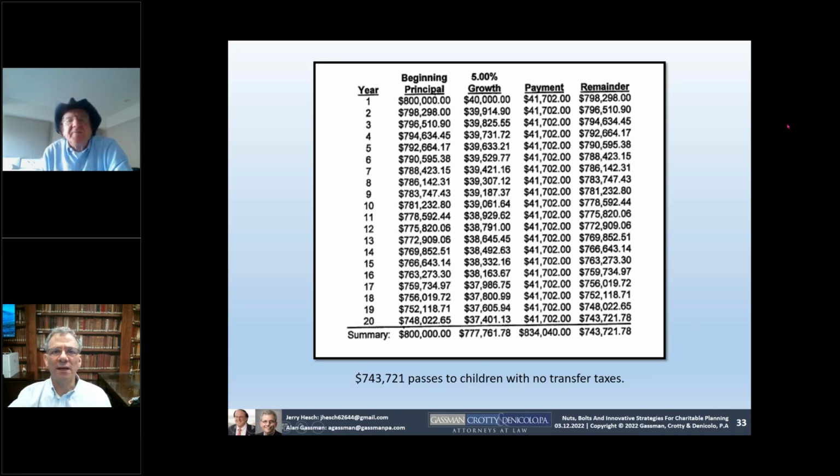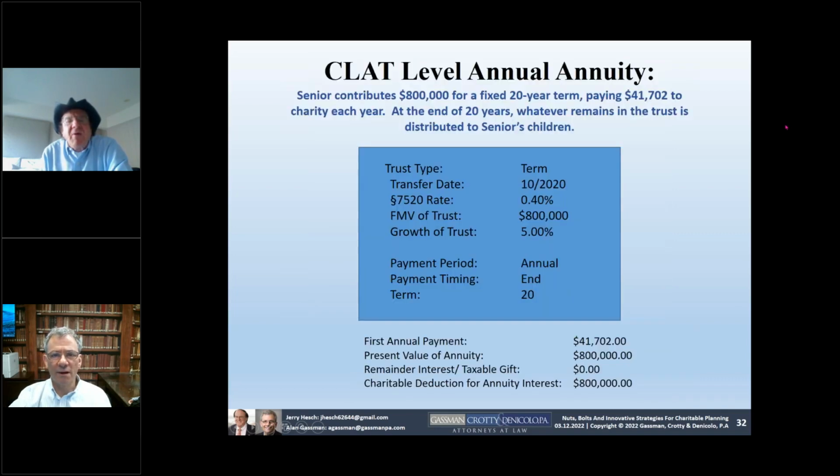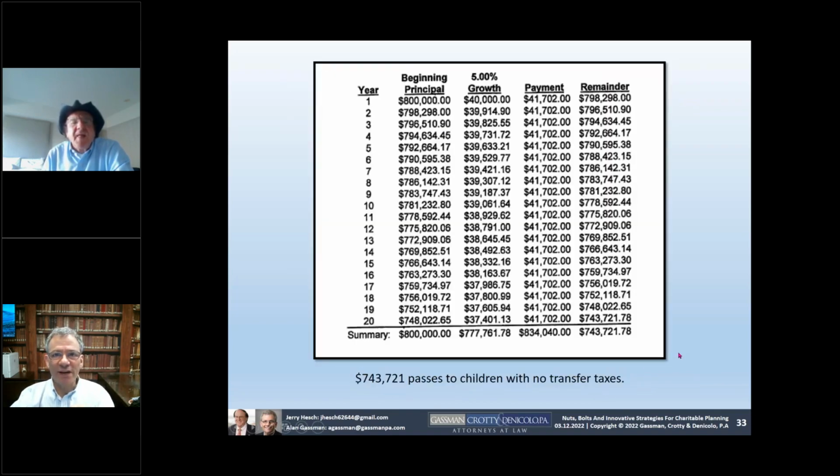By the way, what was the value of the charitable deduction? 100%, right? 100%. Okay. So basically, what's left for the children is zero. Okay, so you put $800,000 into this box, and this box pays your favorite charity $41,000 a year. You get an $800,000 income tax deduction when you set it up, and a gift tax deduction.